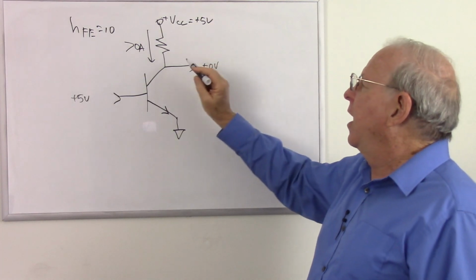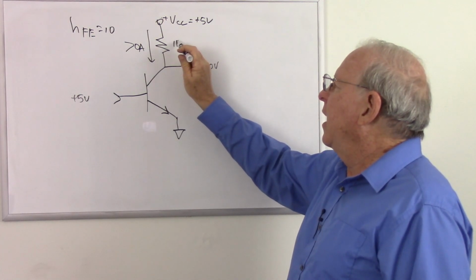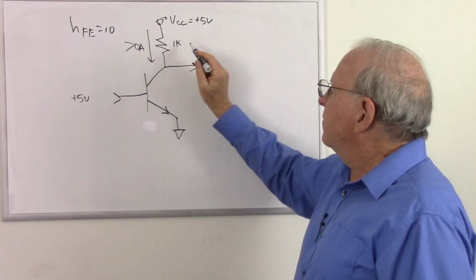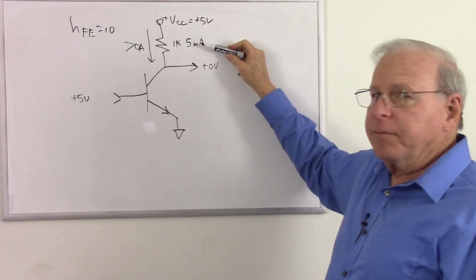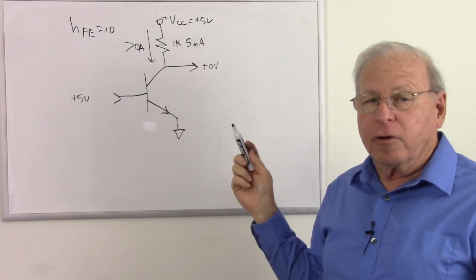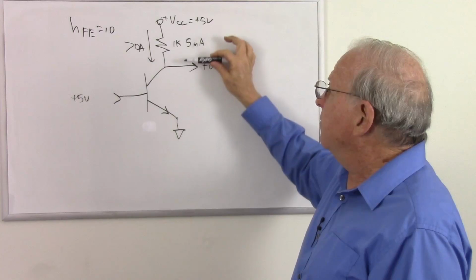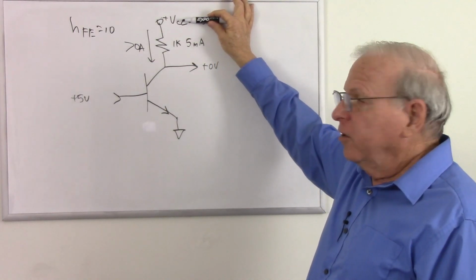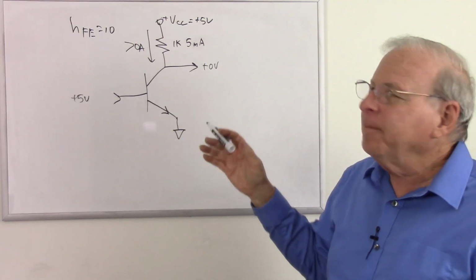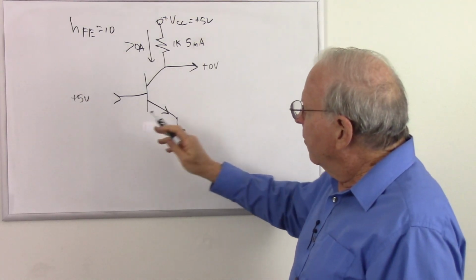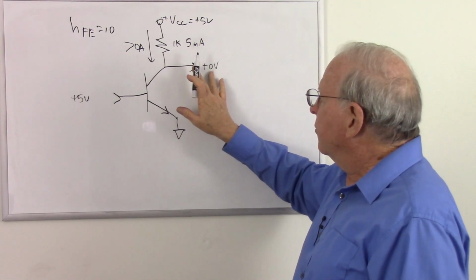So if this was a 1K resistor here, and we have 5 milliamps flowing through it, well, 5 milliamps through 1K, do your Ohm's law, we find that comes out to be 5 volts. So we start with 5 volts, we lose 5 volts, we're down to 0 volts. We'll see later that we really can't quite get there, but this will do for now. So plus 5 in, we get 0 volts out.